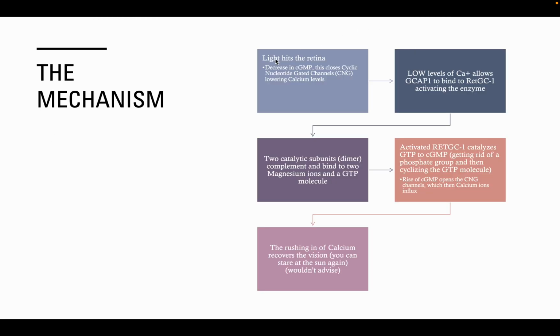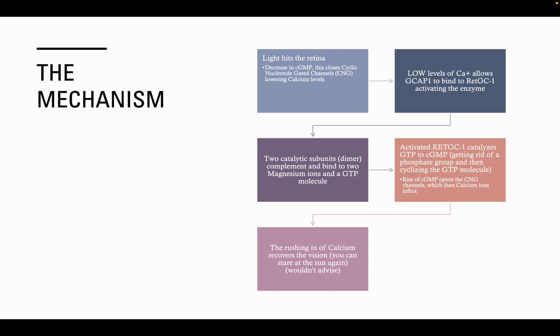So basically the mechanism: the light hits the retina and causes a decrease in cGMP. This closes that membrane we're talking about. The membrane we were talking about is the cyclic nucleotide gated channels, and that in turn lowers calcium levels because calcium cannot go inside the cell. That low calcium level allows GCAP to bind to RET-GC, and that in turn activates the enzyme.